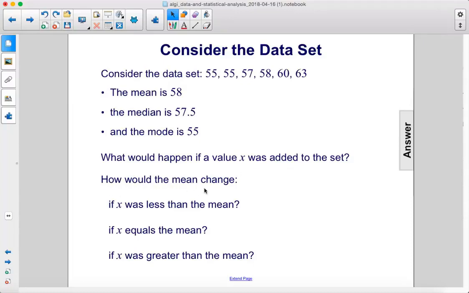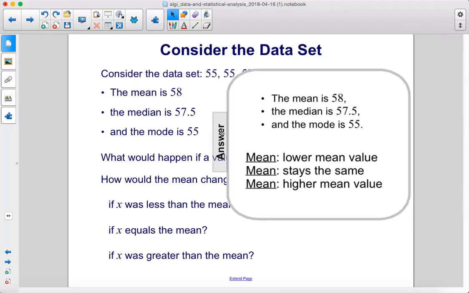Well, how would the mean change if x was less than the mean? If x is less than 58, that means the mean would go down. If x equals the mean, then if we added in the number 58 into this set, then the average, or the mean, would remain the same. If x was greater than the mean, say we added a 60 or a 70 in here, something larger than 58, then the mean would go up.